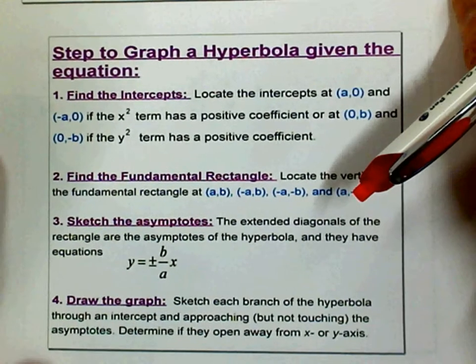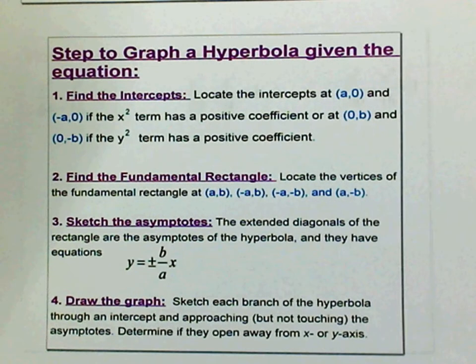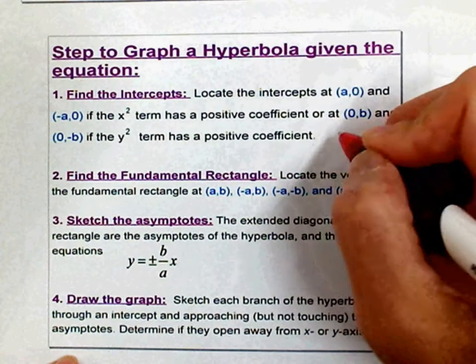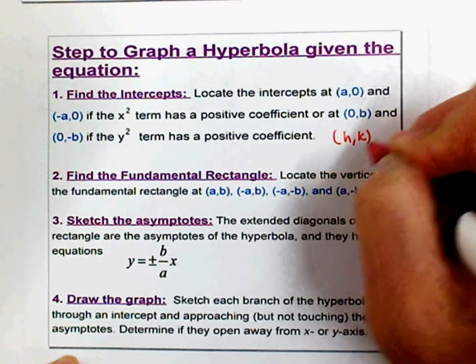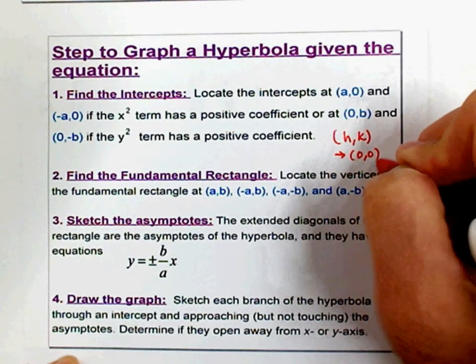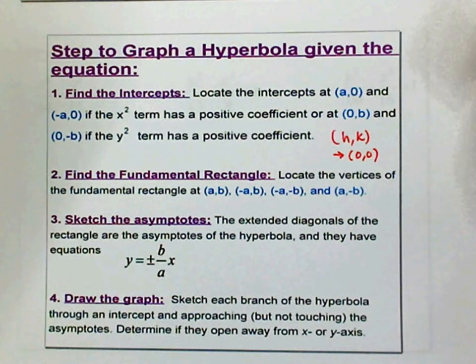Here are your steps to graph a hyperbola given the equation. First of all, you're going to find the intercepts. Locate the intercepts at (a, 0) and (negative a, 0) if the x squared term has a positive coefficient, or at (0, b) and (0, negative b) if the y squared term has a positive coefficient. That all depends. Now, this only works if your h and your k are 0 and 0. Otherwise, we have to change it, okay?